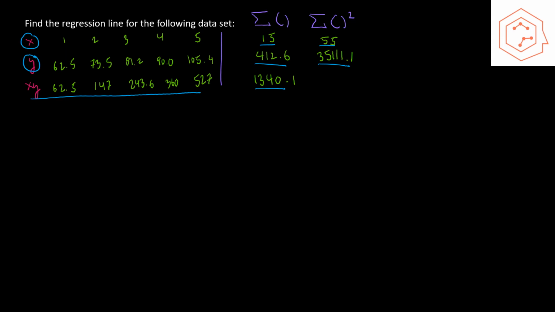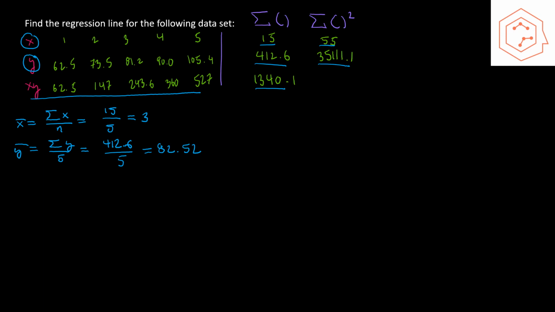So we'll begin to find the line of best fit. We'll begin by finding the means for x and y. So the mean for x is equal to sum of all the x points divided by however many there are. So the sum of all the x points is 15 divided by, there are 5 points, so the mean of x is 3. The mean for y is equal to the sum of all the y points divided by however many there are, so 5 once again. That's equal to 412.6 divided by 5, which is equal to 82.52. So that's the mean for y.